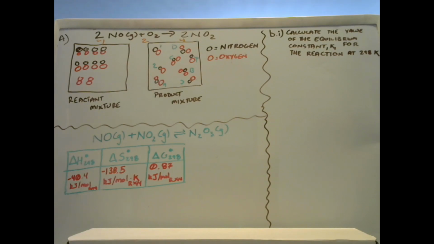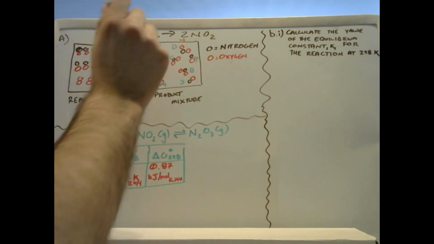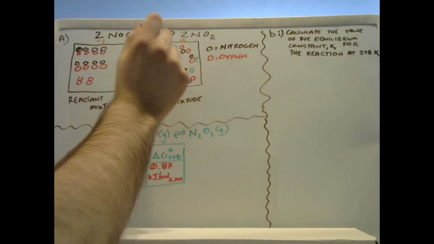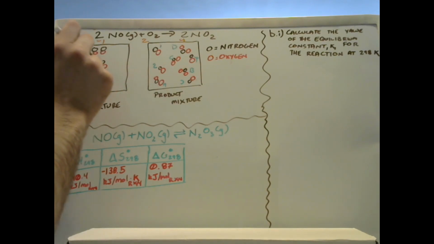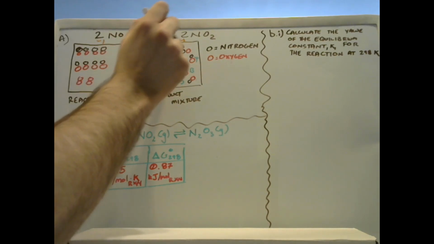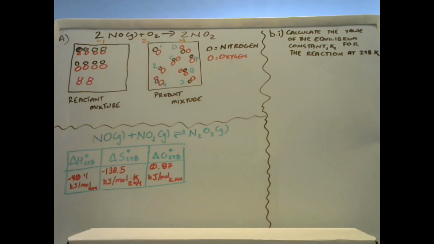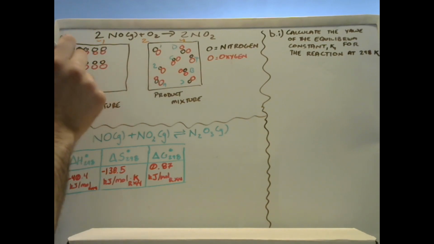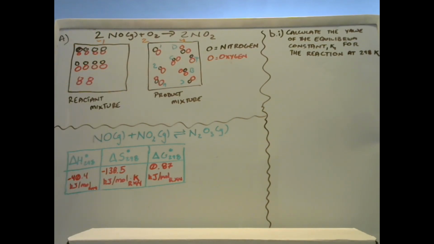There are some other ways you can go about this. But let's talk about how we check our answers, and then we'll talk about those other ways. First things first, count your number of molecules. You should have the same number of molecules on both sides. Or more accurately, count your atoms. You have 8 nitrogens and 8 nitrogens. You have 12 oxygens and 12 oxygens. Excellent.